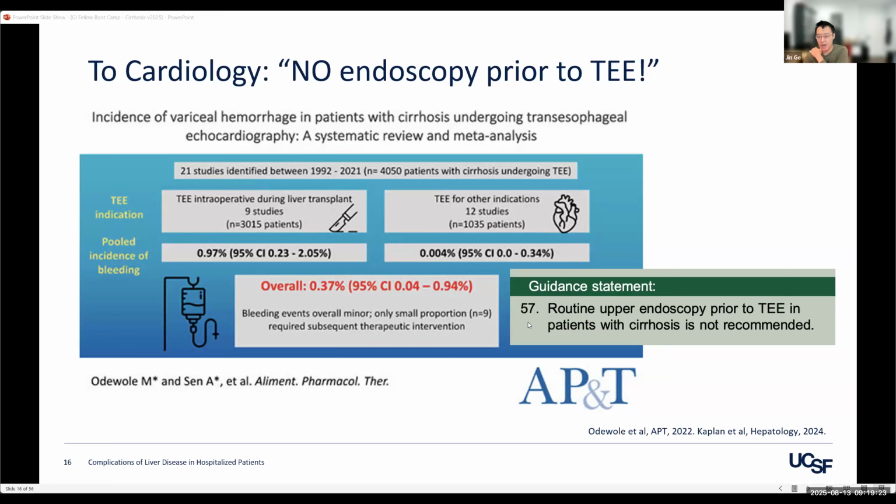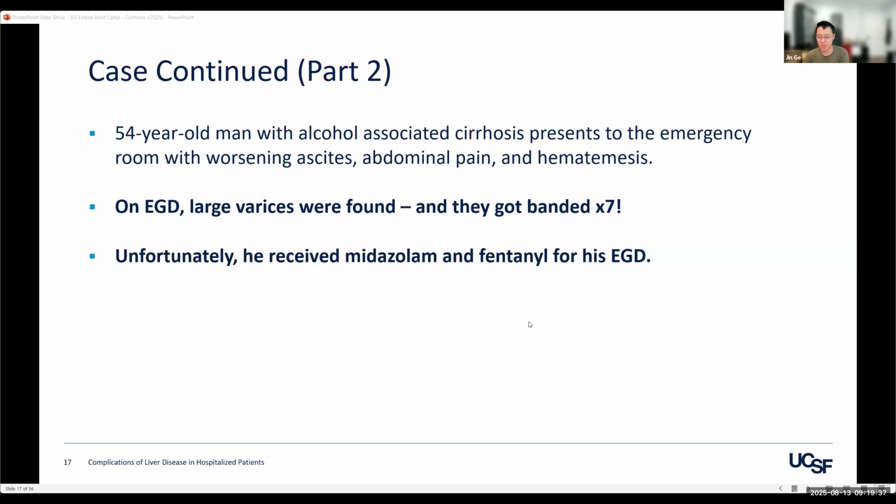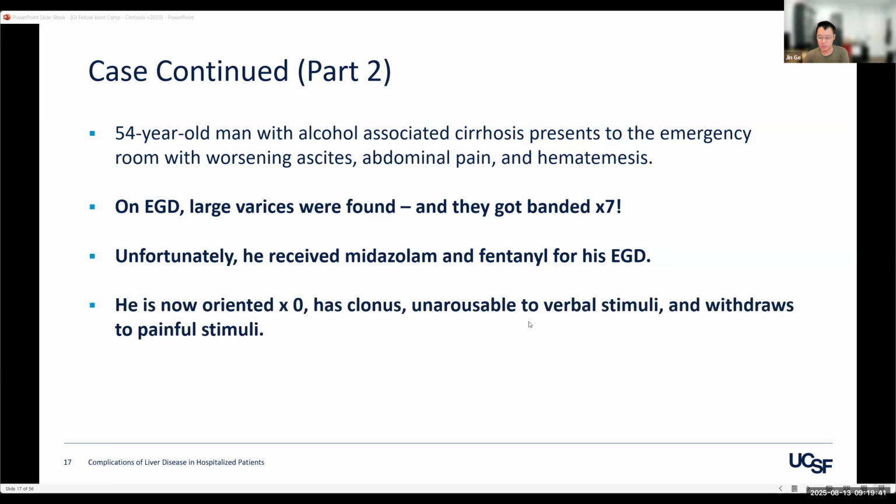So, all right, case 2. You scope the patient, you do banding, you put on 7 bands, which I think is only possible at the general with Super 7s and not the 6-shooters we have at UCSF. And then because you gave him midazolam and fentanyl for his EGD, he's now A&O times 0, clonus, unrousable to verbal stimuli, and withdraws to painful stimuli.